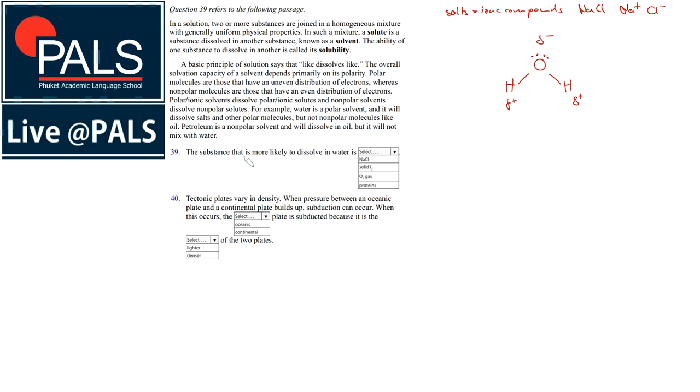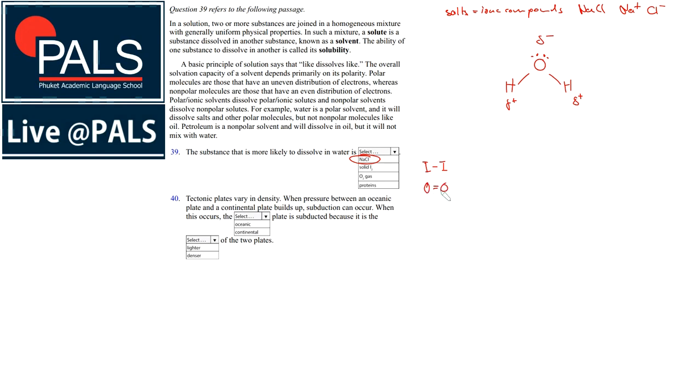The substance that is more likely to dissolve in water is, we just said that, NaCl is a salt, therefore it will dissolve. I2, solid I2 is an element. Elements are usually non-polar. So an I2 molecule like this has an even distribution of electrons, so it's non-polar. Same with oxygen gas, O2.